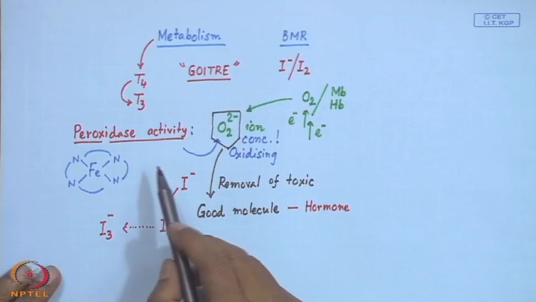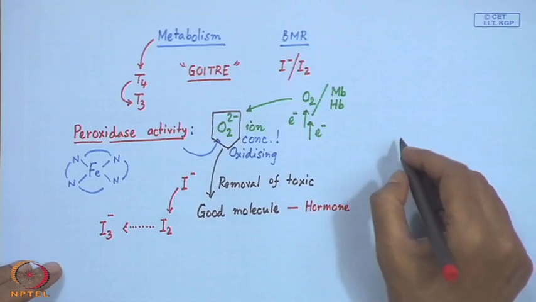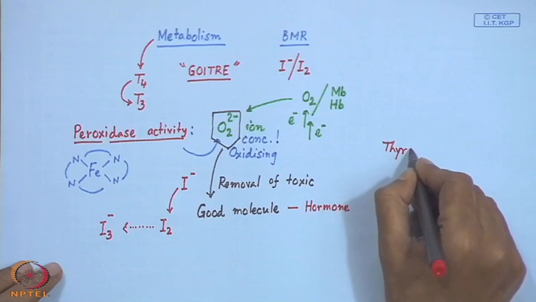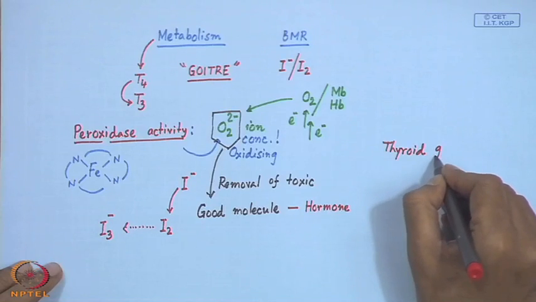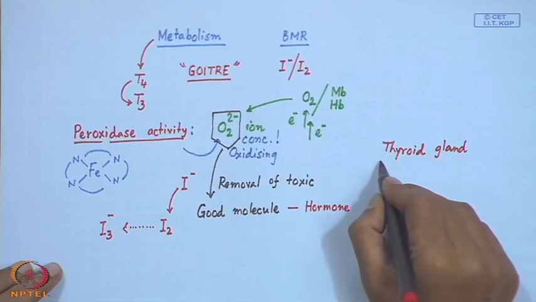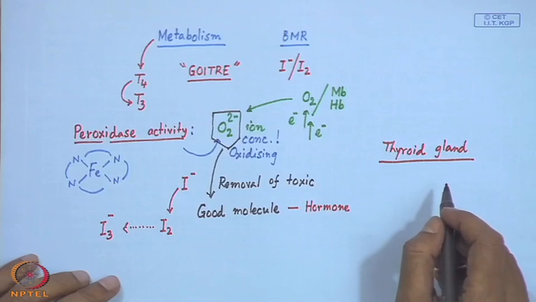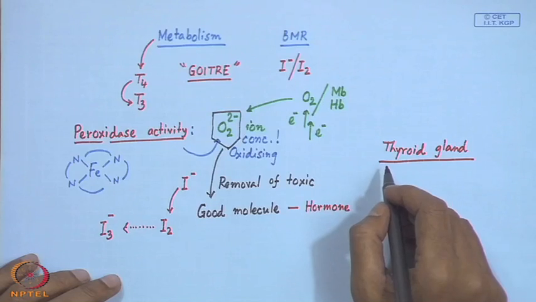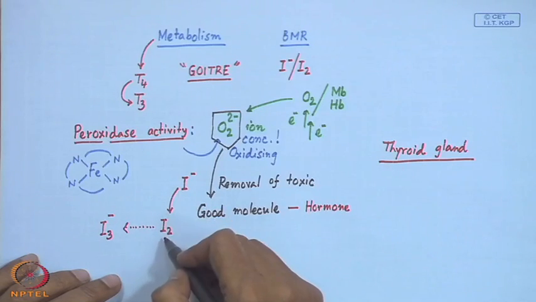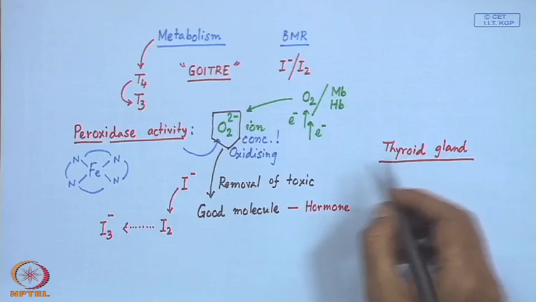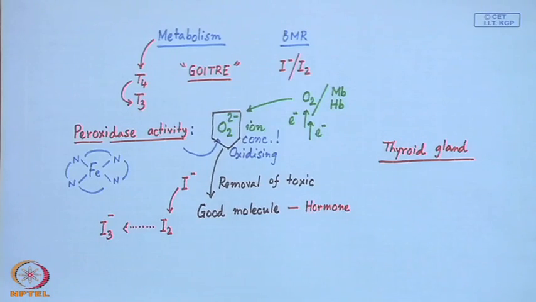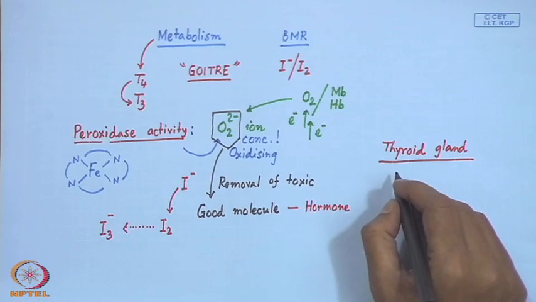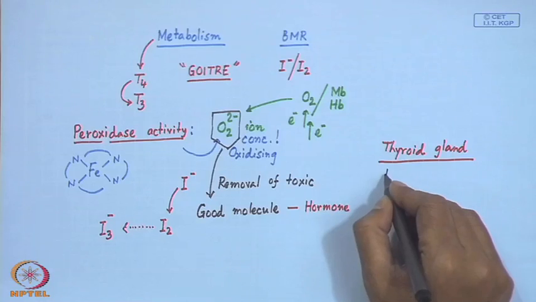So, this particular peroxidase activity can be very useful if we relate it to the thyroid gland. In the thyroid gland, there is a molecule which is readily available and which goes for the oxidation of I minus to I2, and we get the corresponding molecule as thyroperoxidase. So, the thyroid gland shows the corresponding peroxidase activity through thyroperoxidase.